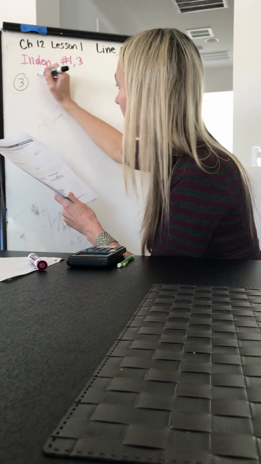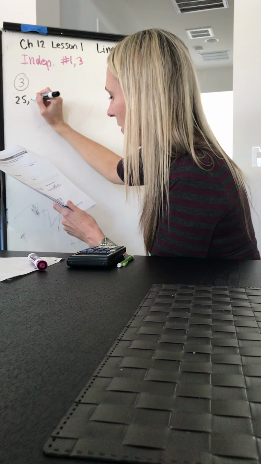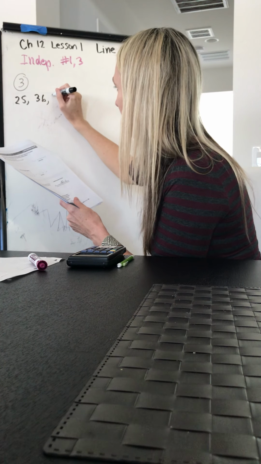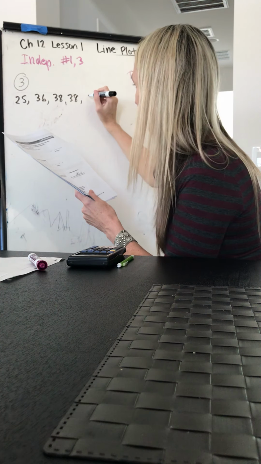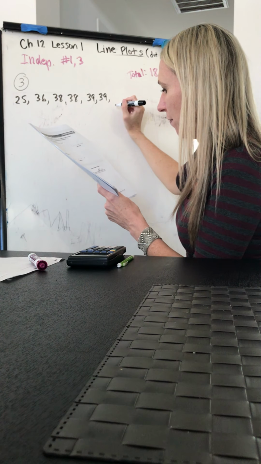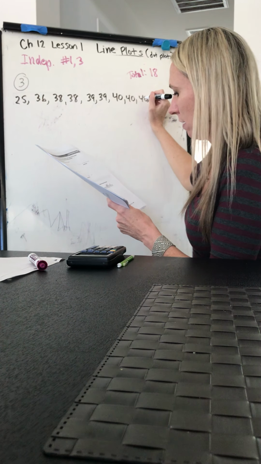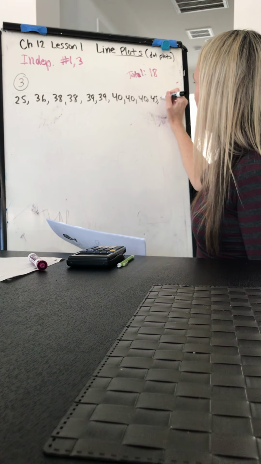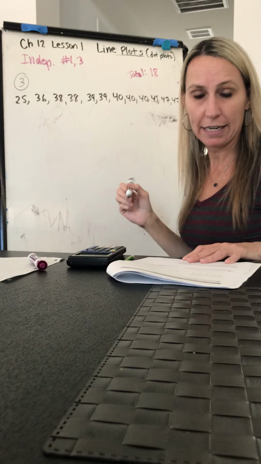So there's one x at 25. Okay, and then we have 36. There's two 38s, 38, 38. Then there's 39, 39. Then we have three 40s, 40, 40, 40. We have 45. And then two 47s. Okay, so there's our data.